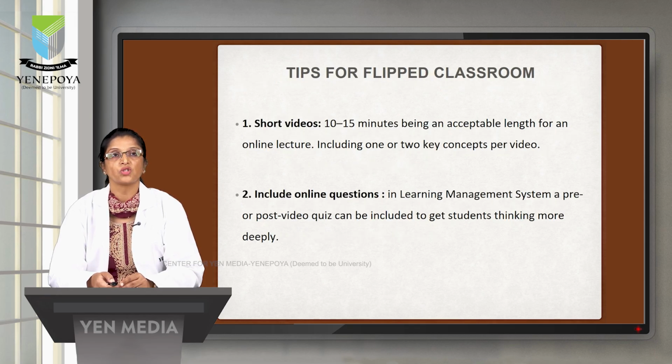Tips for flipped classroom include: the prior reading material can be in the form of reading material, or it can also be a recorded video. Usually the online recorded video is ideal at just 10 to 15 minutes, and this should include only one or two key concepts. Then, to make sure that the student has gone through the video, a quiz can also be incorporated in the LMS so that the students think more deeply after they have gone through the video.